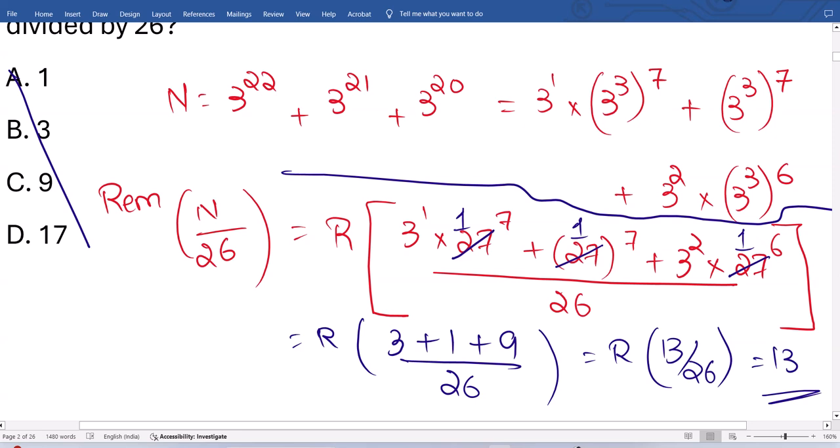13 cannot be divided by 26. Here we are talking about remainder. Remainder when 13 is divided by 26.